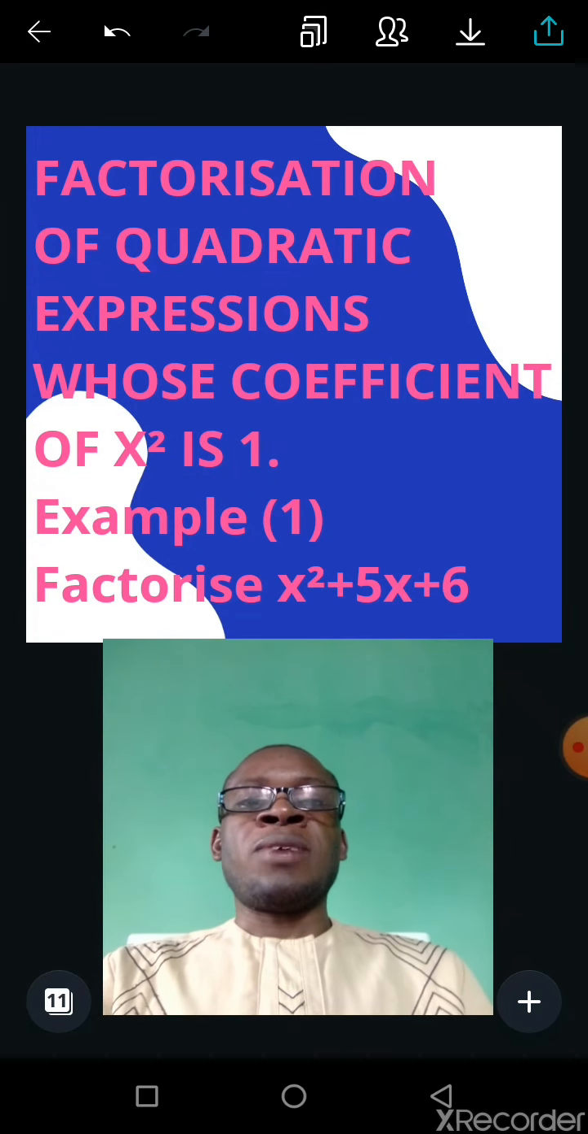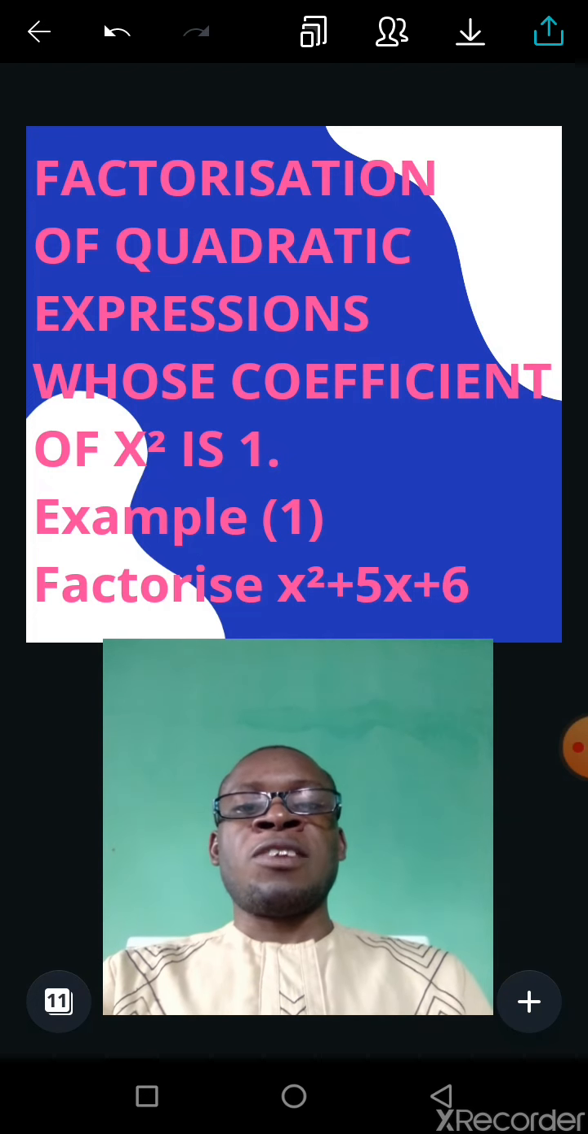The next is factorization of quadratic expressions whose coefficient of x² is 1. There is a procedure for factorizing this type of quadratic expression. Example 1. Factorize x² + 5x + 6.